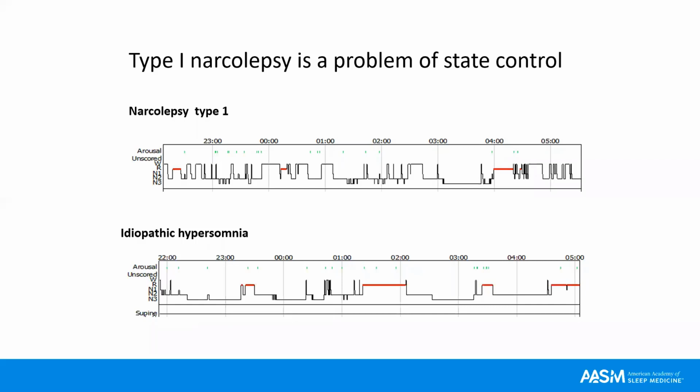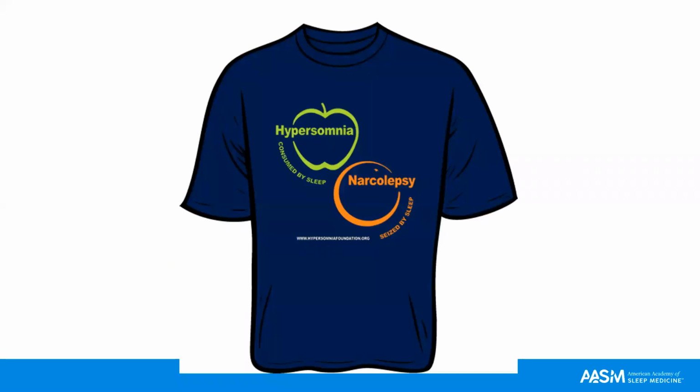Cataplexy is REM atonia intruding on wakefulness because of emotion. Sleep paralysis is the persistence of REM atonia after wakefulness. The hallucinations maybe are a manifestation of REM imagery. And then REM behavior disorder is sort of the inverse of cataplexy. It's the loss of normal atonia during REM, even though the brain is otherwise in REM sleep. So state control is really the problem in narcolepsy.